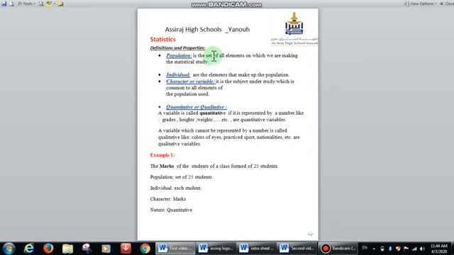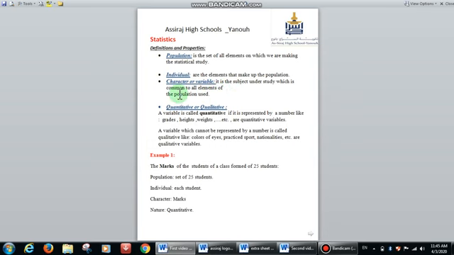Population is the set of all elements on which we are making the study, so it is a group or set of all elements on which we are making the statistical study. Individual is each element in the given population. Character is studied, it is the subject under study, or it is about what the statistical study was done.